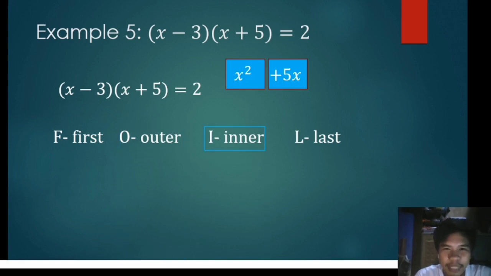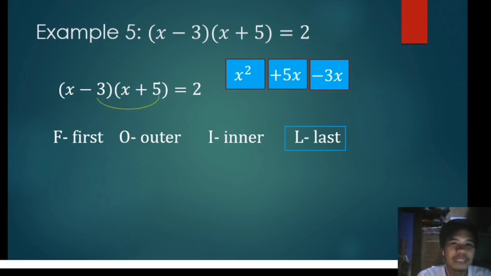Next, we have the inner terms of the two binomials, which is negative 3 and positive x. So by multiplying negative 3 to x, we get negative 3x. So those are the inner terms. Finally, we have the last terms of the two binomials. We have negative 3 and positive 5. So multiplying negative 3 and positive 5, we get negative 15.